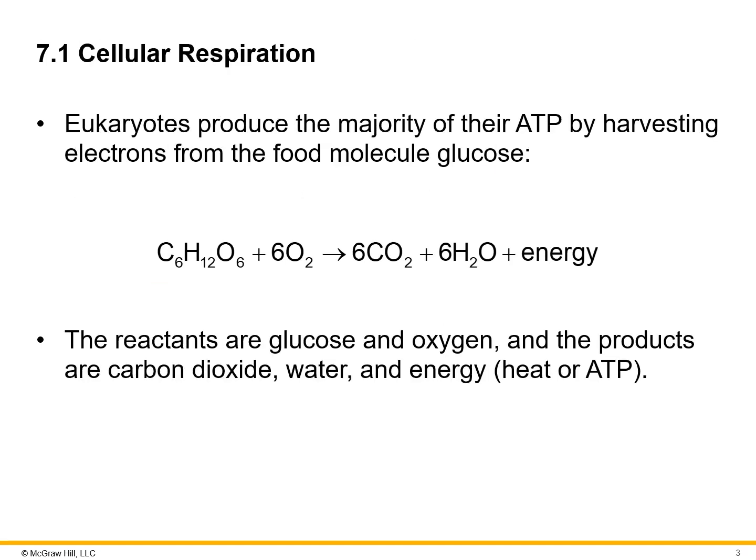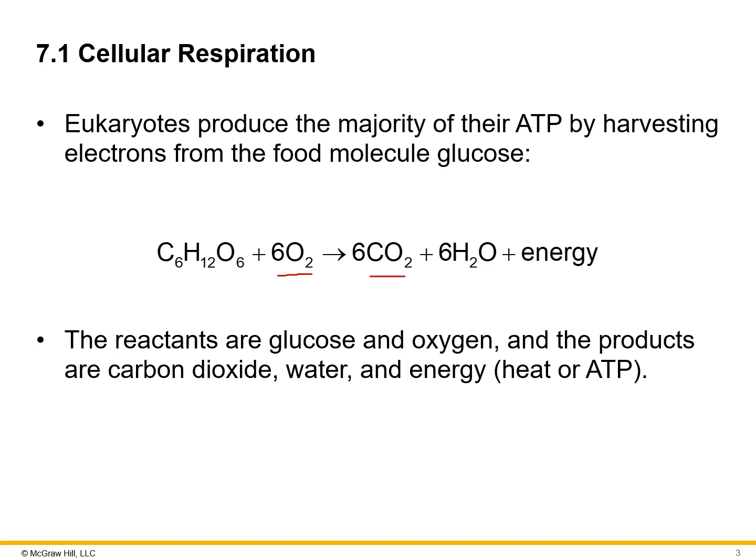So this process of cellular respiration, so respiration, we're just kind of talking about gas exchange. So we have oxygen coming in, carbon dioxide going out. This is why we need to breathe in oxygen through our lungs, and this is why we exhale carbon dioxide as a waste product. So again, the majority of eukaryotes harvest all of their energy using these electrons.